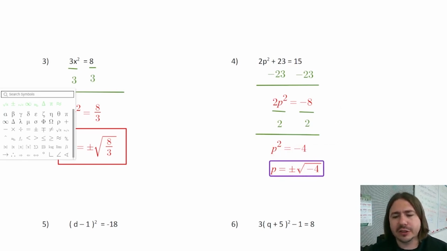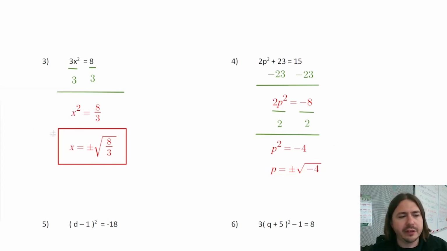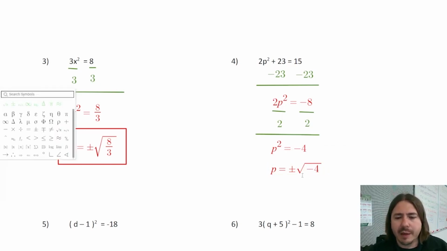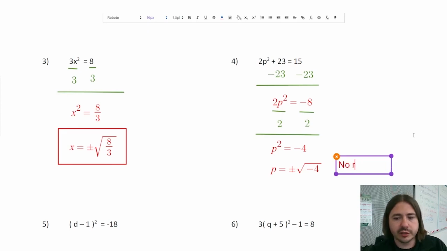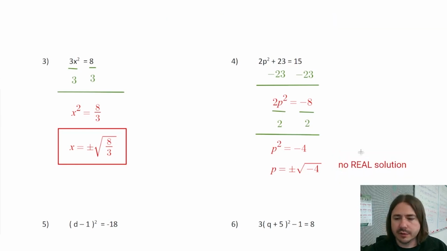Well, that's a good question. So here's the thing: for now, I'm just going to go ahead and say that there is no real solution, but I do want to show you what the solution is. For now, I'll accept this as an answer: no real solution. No real number will be the square root of -4.